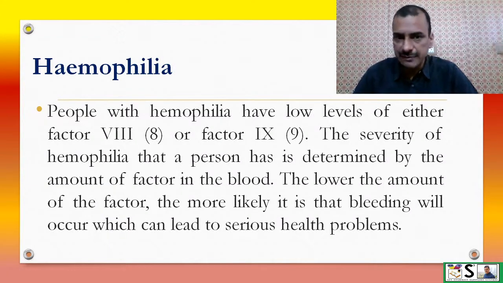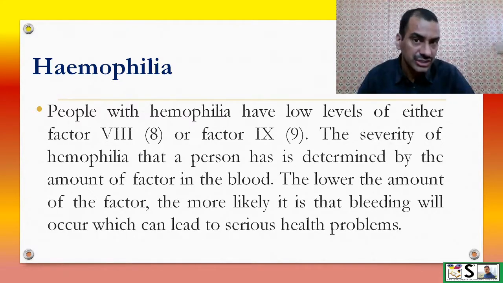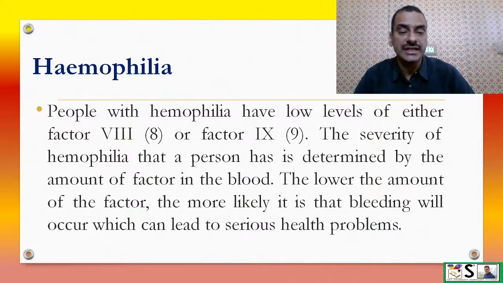People with hemophilia have a low level of either factor 8 or factor 9. These are two factors which help in blood clotting. The severity of hemophilia depends upon the amount of these blood clotting factors present in the blood. The lower the amount of the factor, the more likely that the client will bleed more and the condition will be severe.